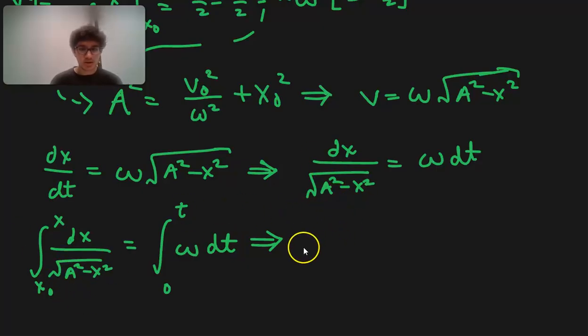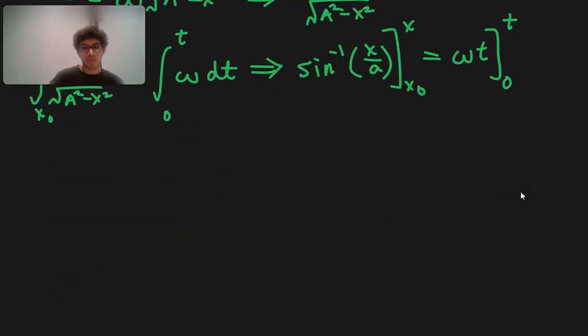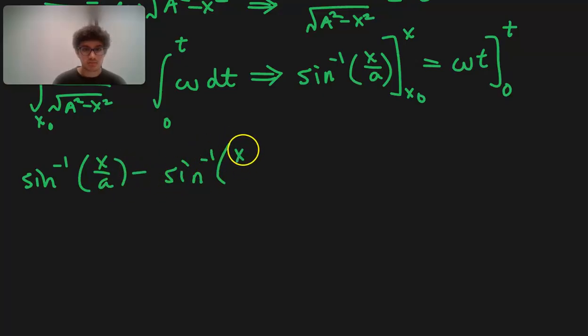Okay, what do we get? The left hand side is, I believe, inverse sine of x over a, and it's going from x naught to x. Over here we just have omega t from 0 to t. Okay, let's continue. Let's see what we get now. Over here we're going to get this, which is equal to, well, what's that? That's just omega t, right? And so that's not super difficult.